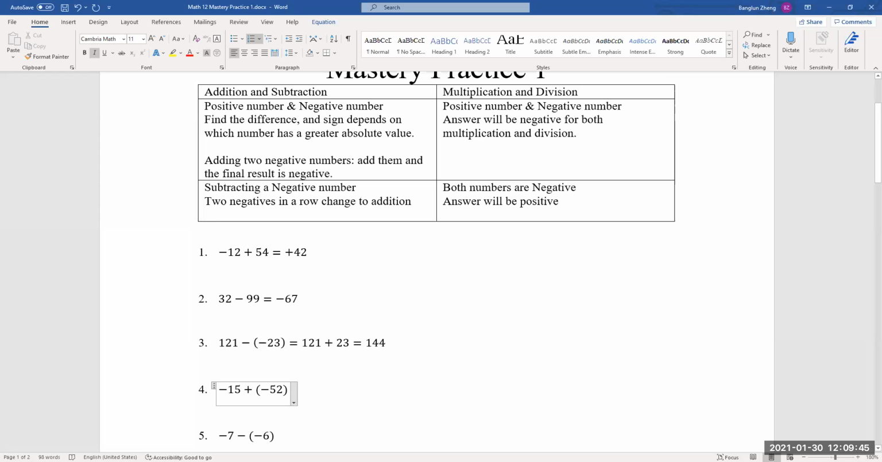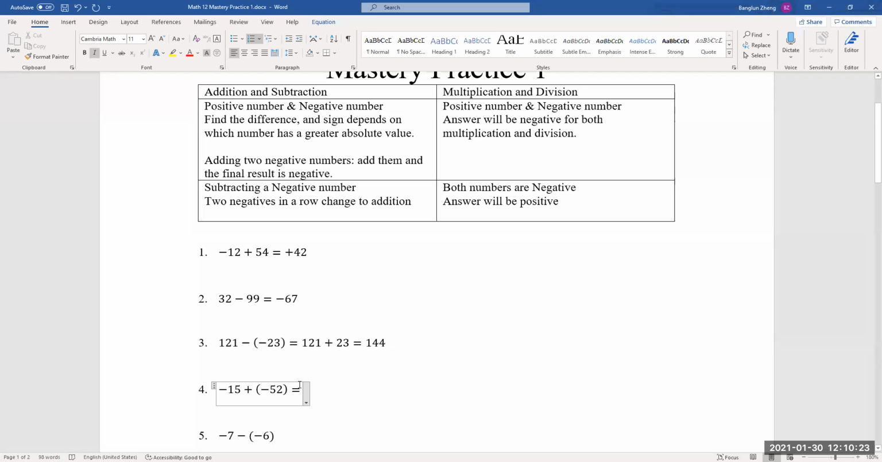And then number 4, you can pretty much guess that would be the only leftover condition. That's the one I added here. So we're adding 2 negative numbers. Be very, very careful. Adding 2 negative numbers is different from subtracting a negative. Even though you have 2 negative signs here, these 2 negative signs are not in a row, right? They don't go next to each other. Instead, this negative sign is in front of 15 and this negative sign is in front of 52.